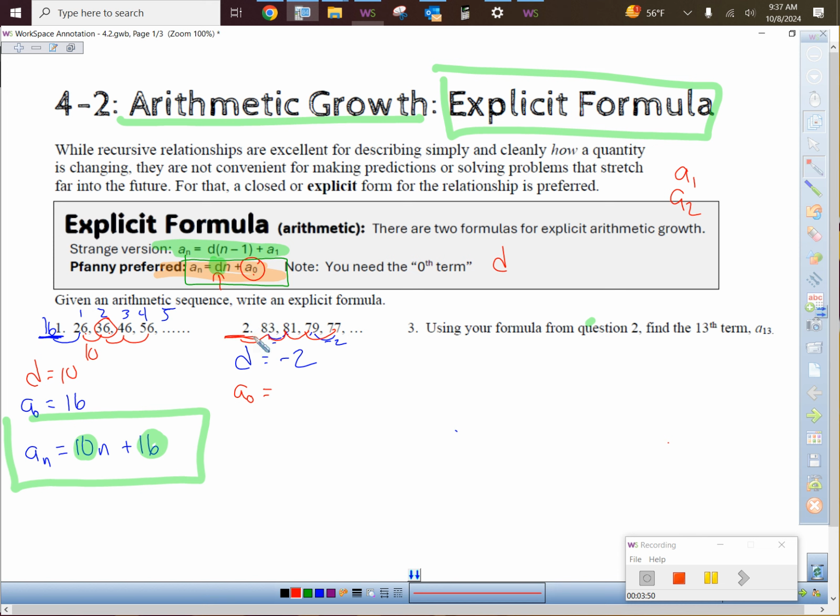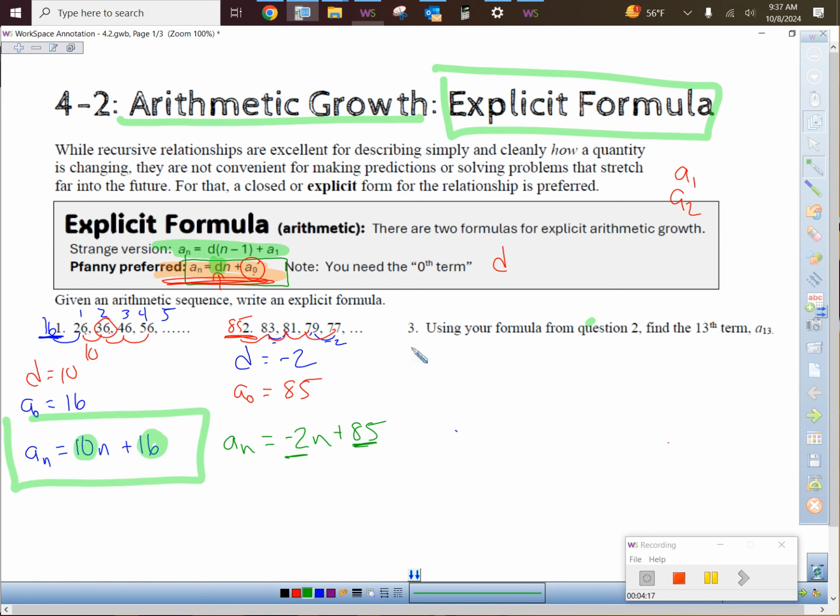If it was at 83, go up by 2, what would be that 0th term? 85. Cool? So now I will take these two numbers and substitute them into this formula. You'll always write that a sub n equals d, which is negative 2, with an n next to it, and then plus the 0th term, which is 85. You see how I found the two nuggets needed for that formula. When they ask you to write an explicit formula for that sequence, that's what we'll do.